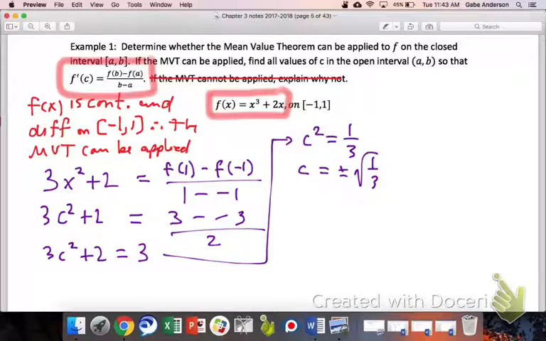Yeah, it's very possible that you could have, hey, f of x is not differentiable somewhere on the interval, so therefore the MVT can't be applied, and you just move on. Anybody else?